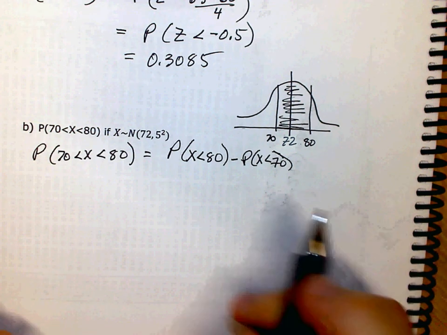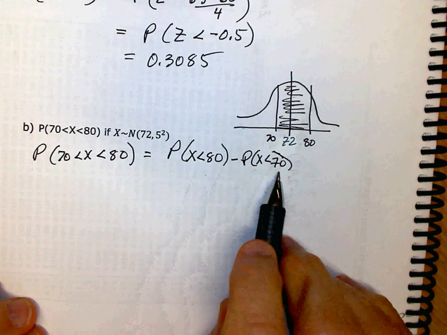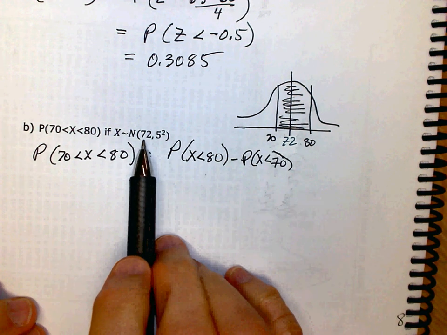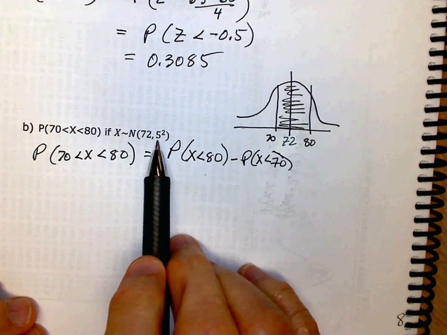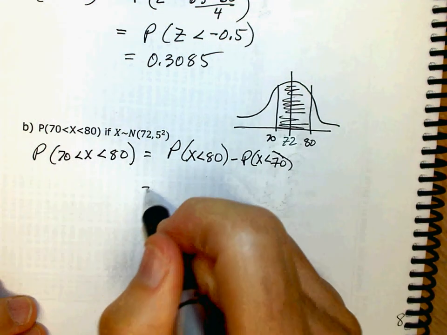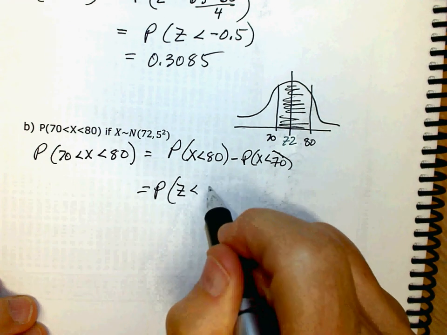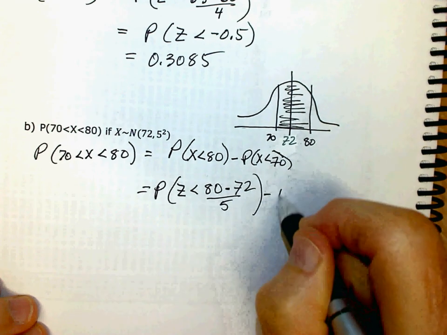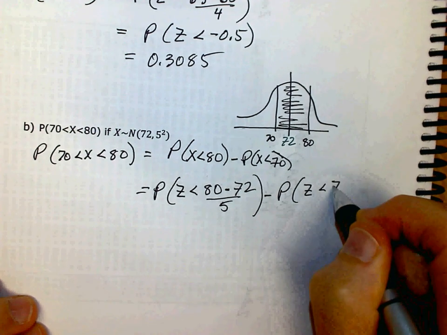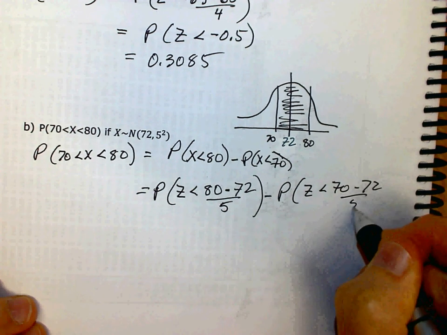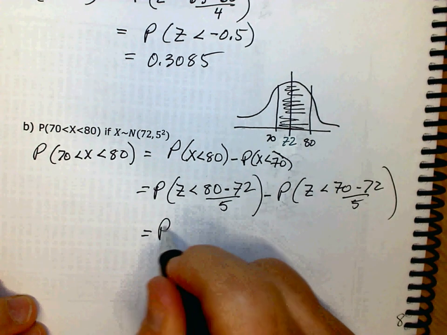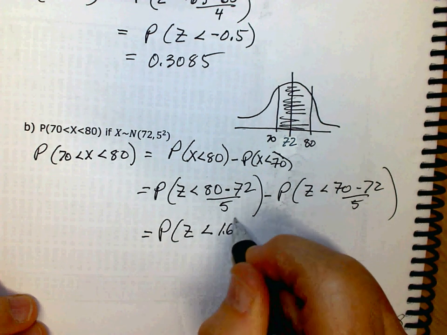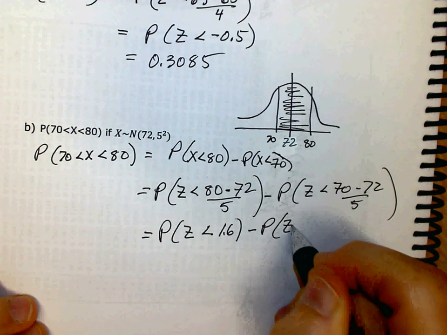Now, I can't look this up on the table because I haven't standardized it. I need to reduce this to a mean of 0 and a standard deviation of 1, and I do that with the z-score. So that is equal to the probability z is less than (80 minus 72) over 5, minus the probability z is less than (70 minus 72) over 5. That's the probability z is less than 1.6 minus the probability z is less than negative 0.4.